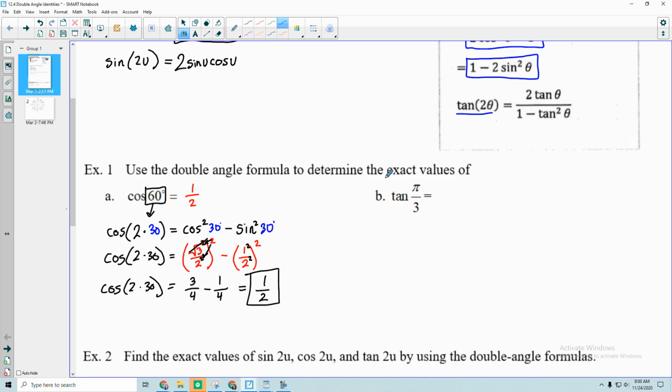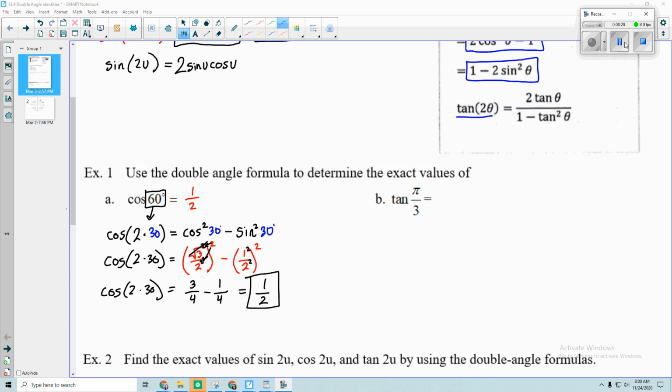We'll do one more of these, but now with the tangent of pi divided by 3. So what you could do, again, like I've talked about before, is you could definitely convert this to degrees if that's easier for you to work with. Feel free. But I'm going to encourage you to work with this in radians during this video, okay?